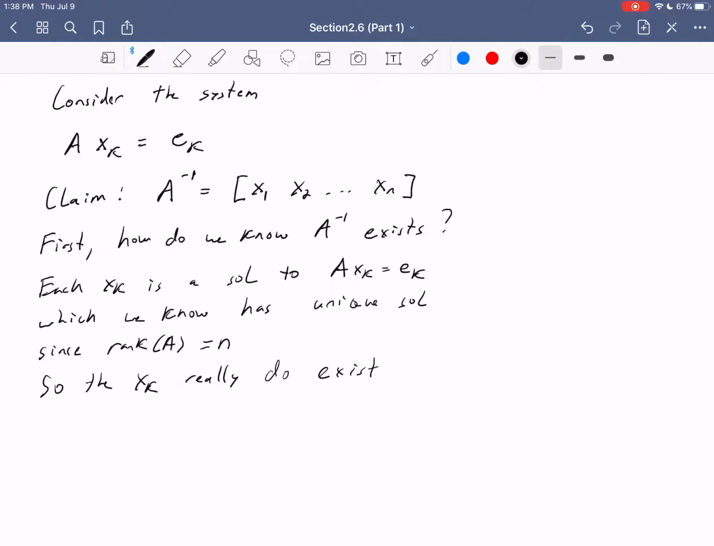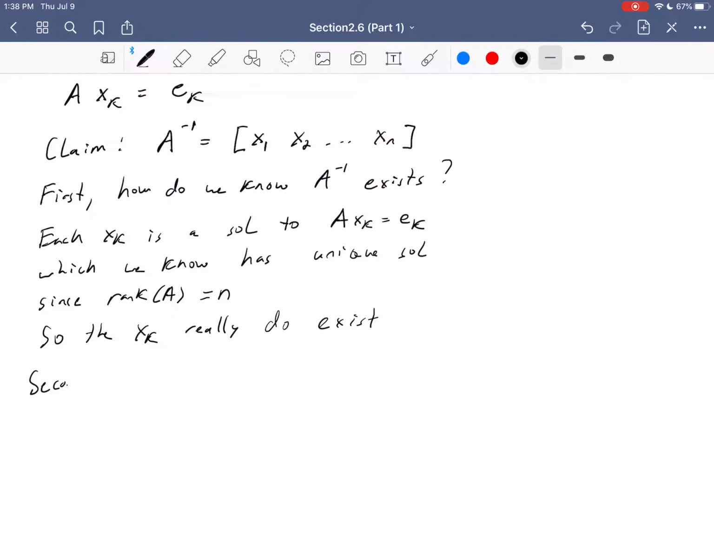So it actually makes sense that we can say this is going to work. In other words, that we can come up with this x1, x2 through xn. Does that mean that it's guaranteed to be the inverse? No, it just means that these things really exist. In other words, my claim actually makes sense as a claim.